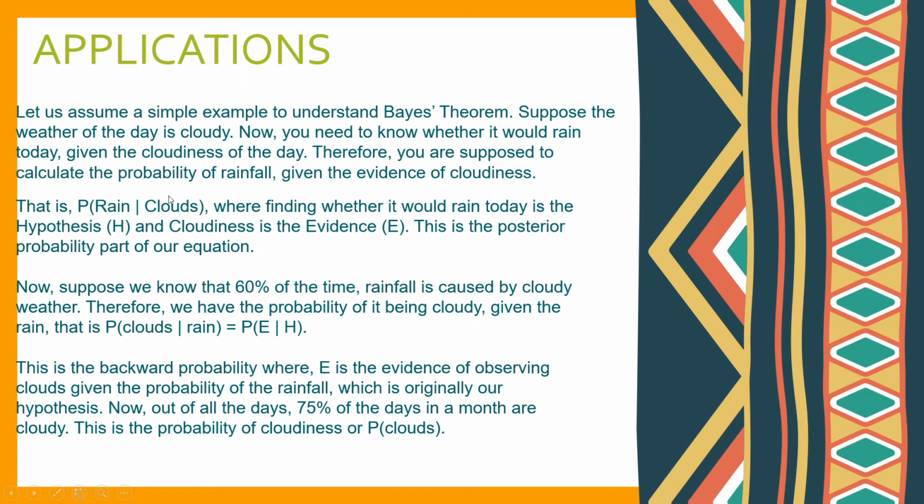Now suppose you know 60% of the time rainfall is caused by cloudy weather, and therefore we have the probability of it being cloudy given rain, written as P of clouds given rain, which is P of E given H. This is the backward probability, wherein E is the evidence of observing clouds given rainfall, which is originally our hypothesis. Now, out of all days, 75% of days in a month are cloudy. This is the probability of cloudiness.